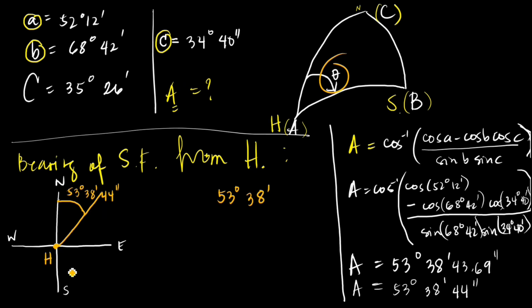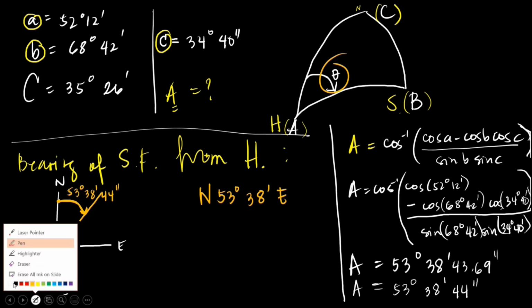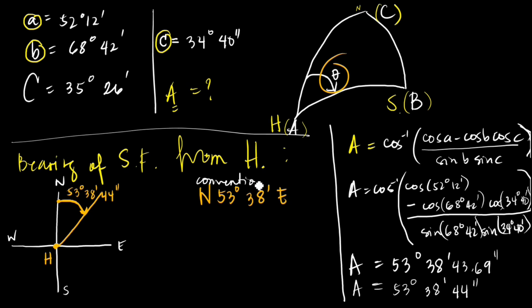And then based on our illustration here, with the directions, the north, south, west, and east, with the bearing, from the north clockwise, you can see that it is north 53 degrees, 38 minutes east. This one is what we call the conventional bearing. If you check the PowerPoint in Module 1, it has the slides about the conventional bearing and the simple bearing, or what we call the true bearing.